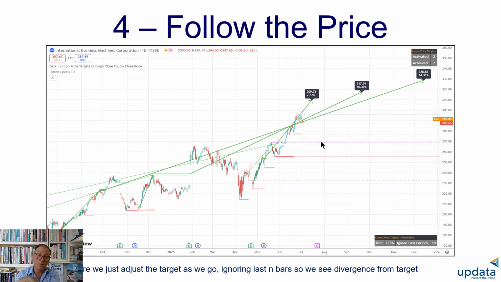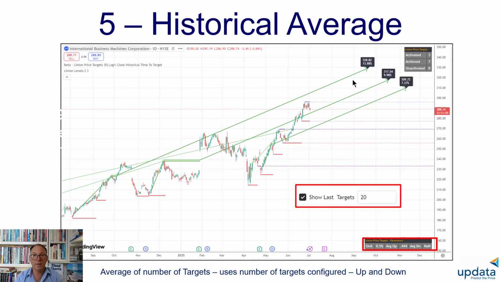It just says we don't know when the target will be met, but what we're going to do is track the movement and keep progressing the target based on how we're tracking. So this can be a pretty good one, actually. And then the last one is the historical average. It's based on how many targets you've chosen to show, and it uses the number of targets configured up and down. Here in these units at the bottom, it produces the average that it takes to reach the downside or the upside. So that again is quite a good method.